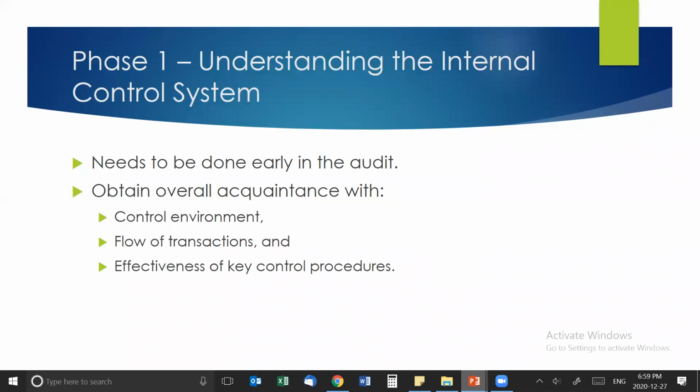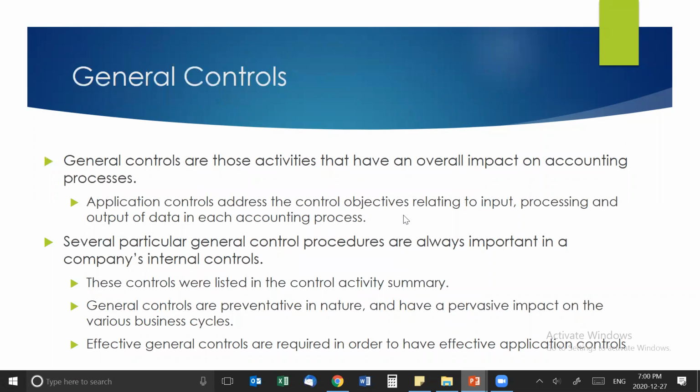So let's go through each phase separately. In phase 1, you want to do this early on in the audit: obtain information on the control environment, the flow of transactions, and the key control procedures. There are general controls, which have an overall impact on the accounting process. There are application controls, which address the inputting of data, the processing of the data, and the output of data on the financial statements.